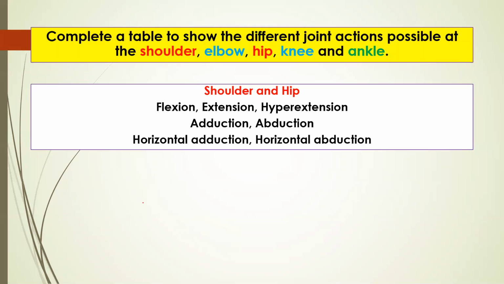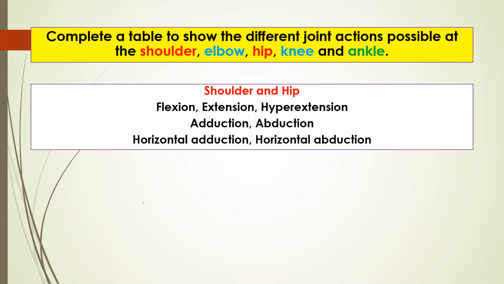Same thing with the hip. So if you bring your leg up out in front of you, that's hip flexion. Bring the leg back down, that's hip extension. Pull the leg right back as if you're preparing to strike a football, that's hip hyperextension. Abduction and adduction, movement to the side.